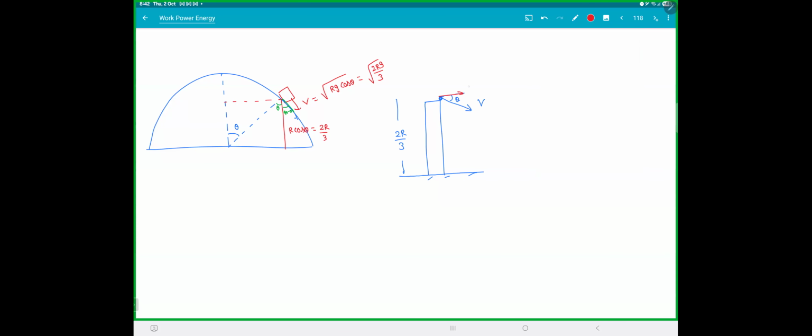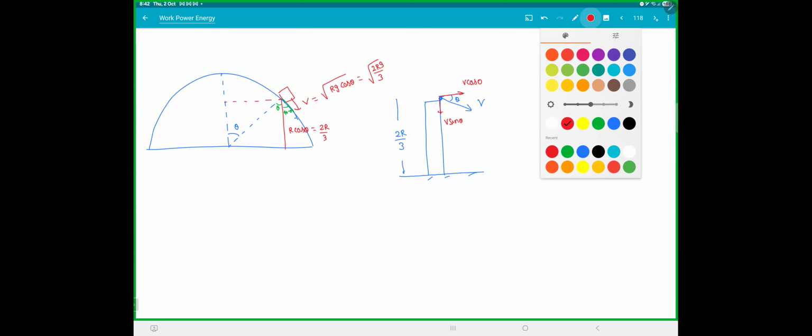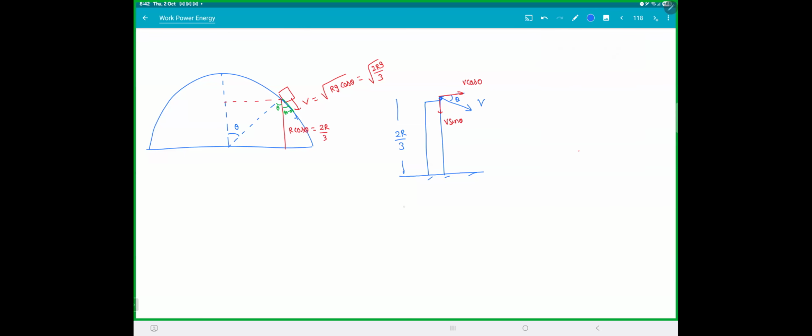So horizontal component will be v cos theta. Vertical component will be v sin theta. Yeah, numbers will be bad. Then we can use for time of flight Sy is equal to uy t plus half ay t square. Hope you remember how to do projectile motion from a building. This will be minus 2R by 3.